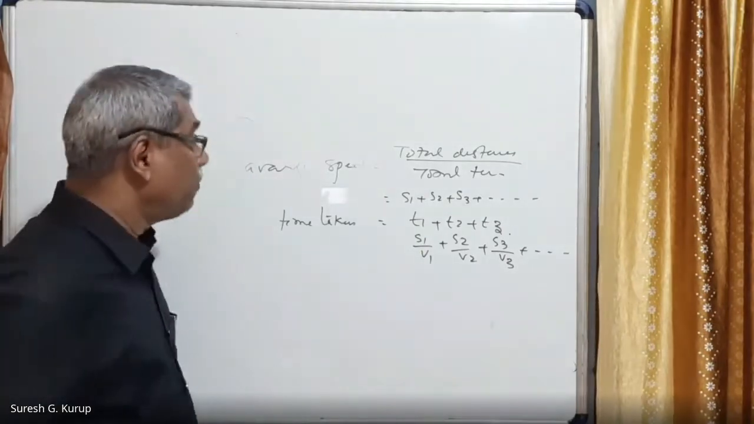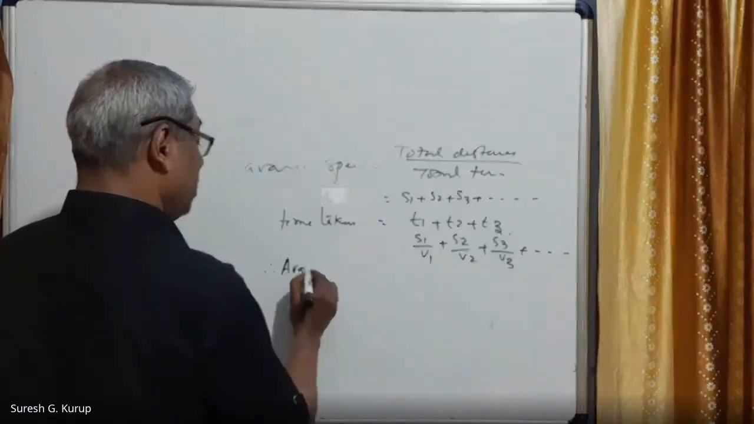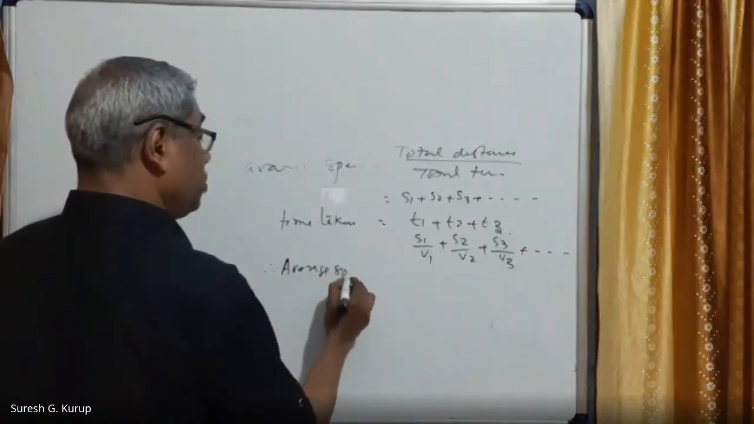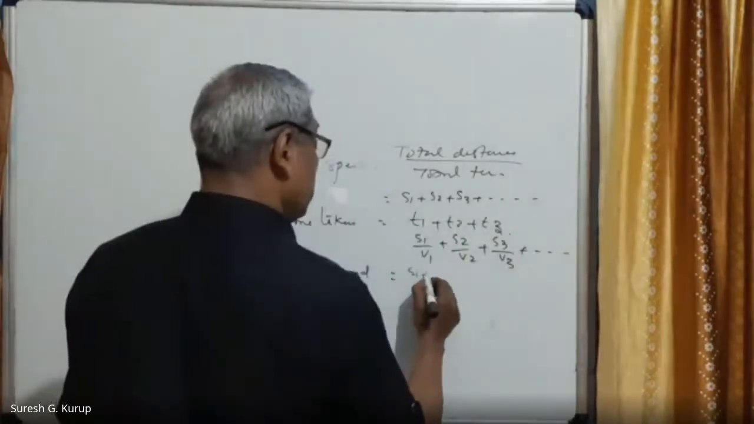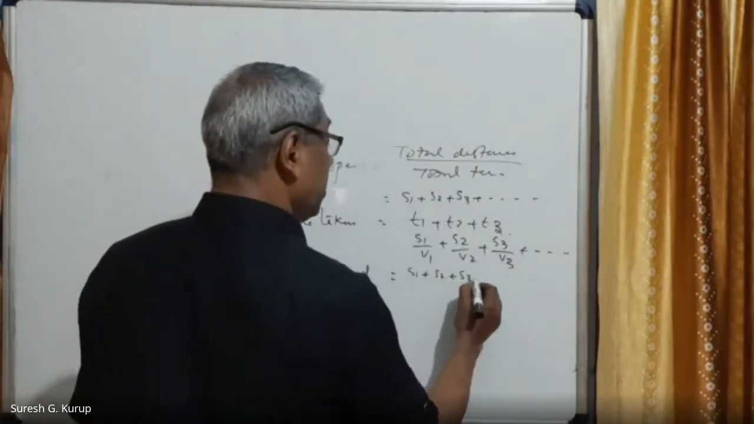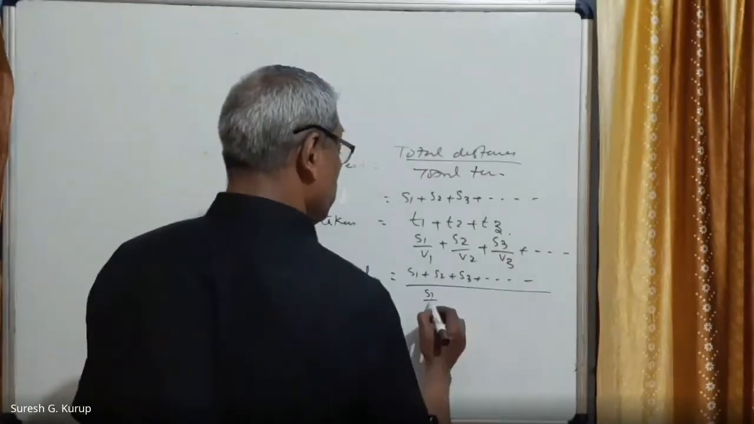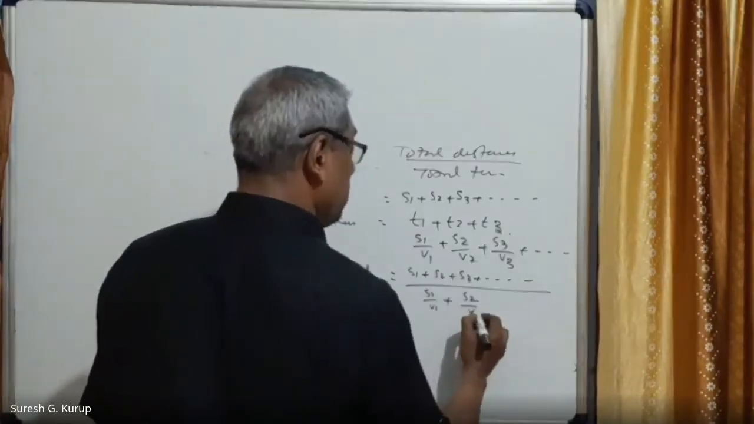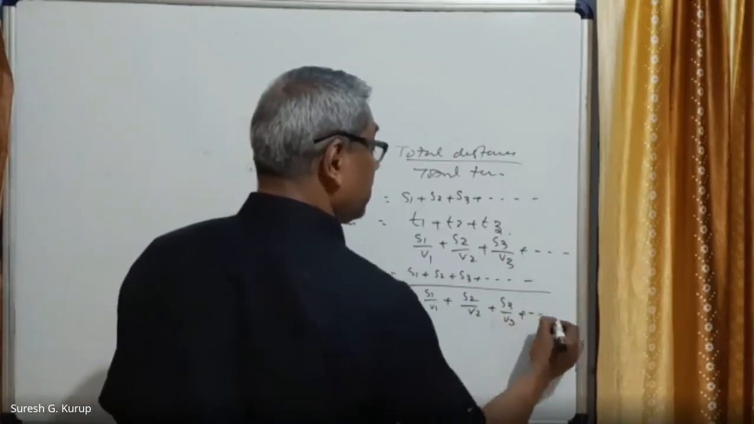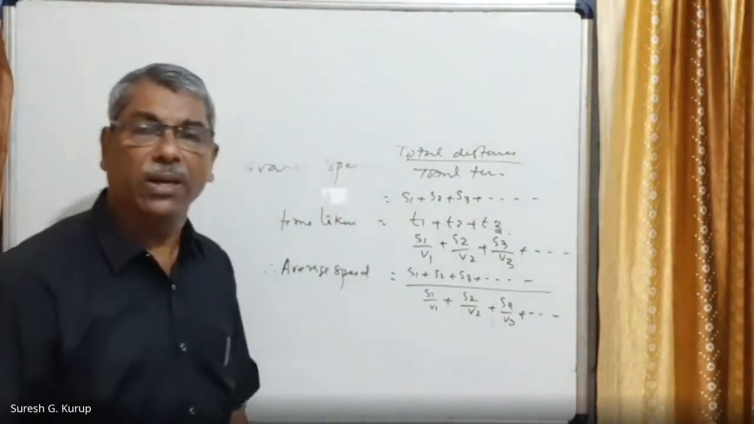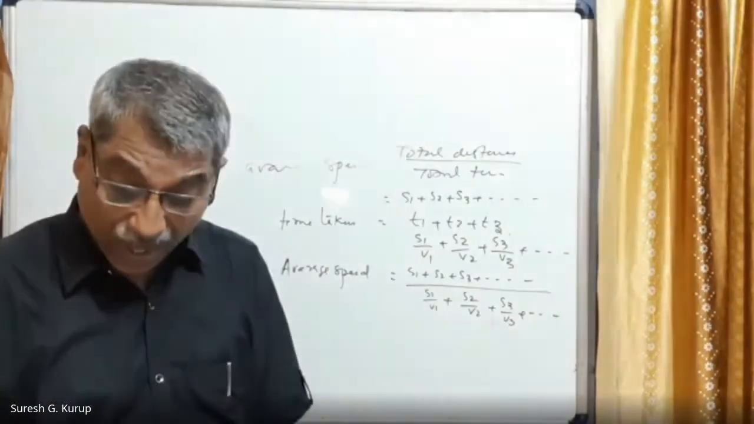Then average speed is equal to total distance, that is s1 plus s2 plus s3 plus etc., the whole divided by s1 by v1 plus s2 by v2 plus s3 by v3 plus etc. So in this way we can calculate the average speed of the body also, right?